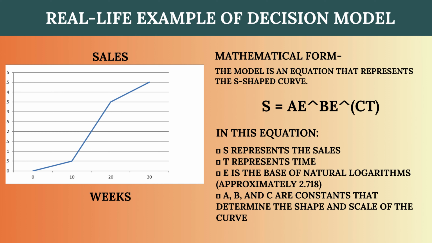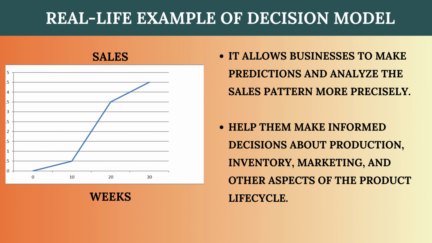By plugging in different values for the constants A, B, and C, the equation can be adjusted to fit the actual sales data for a particular product. The mathematical form of the model allows businesses to make predictions and analyze the sales pattern more precisely. It can help them make informed decisions about production, inventory, marketing, and other aspects of the product lifecycle.